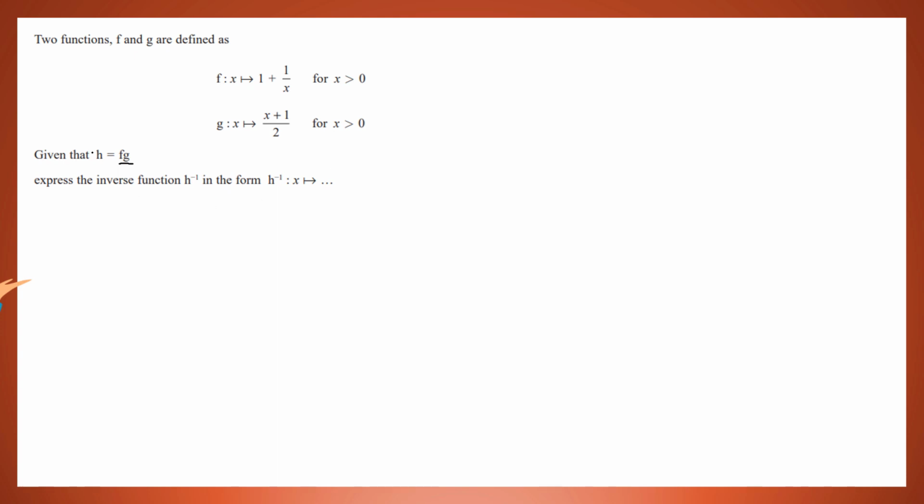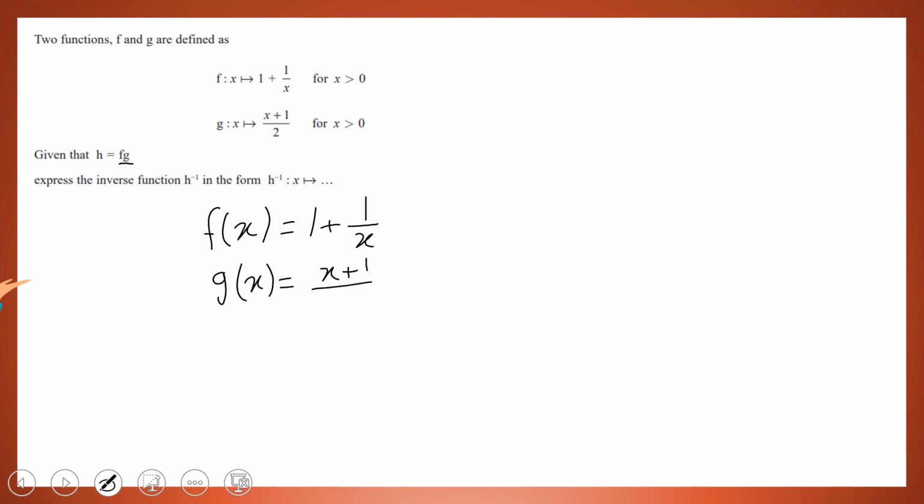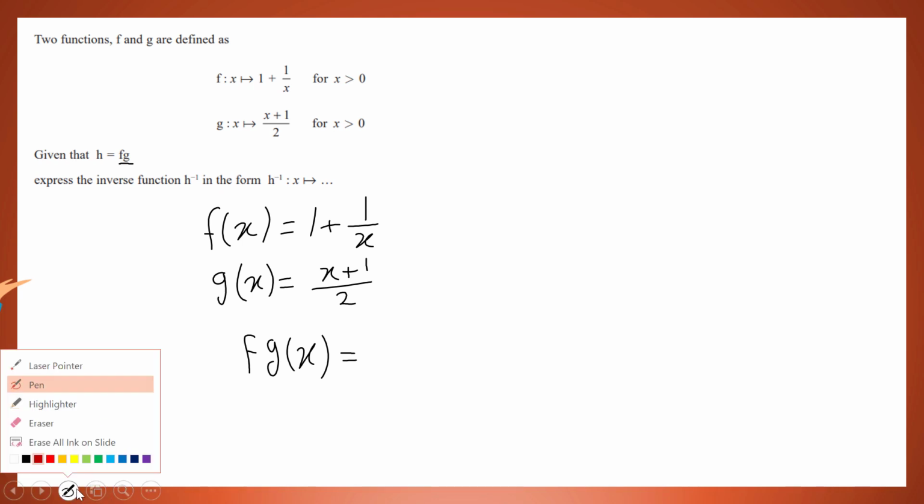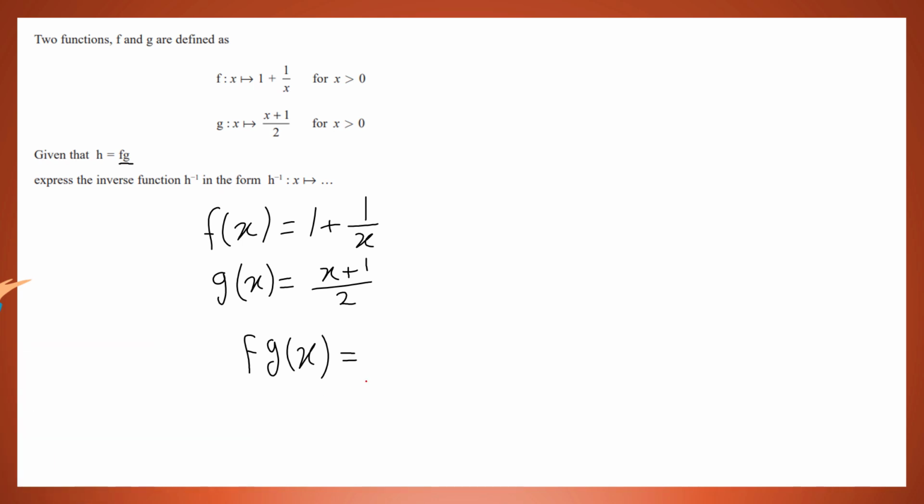First of all, I don't have h. I need to find the composition of h. So let's do it. If I have f of x defined as 1 plus 1 over x, and g defined as x plus 1 all over 2, we need to find f composition g. So pay attention in the composition. What do I do exactly? It's pretty easy, but I need you to pay attention very well to the steps of the composition.